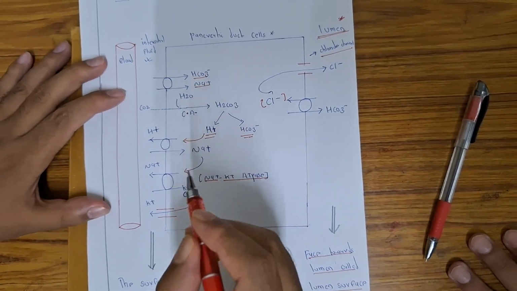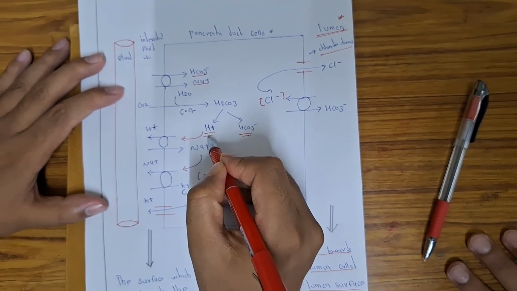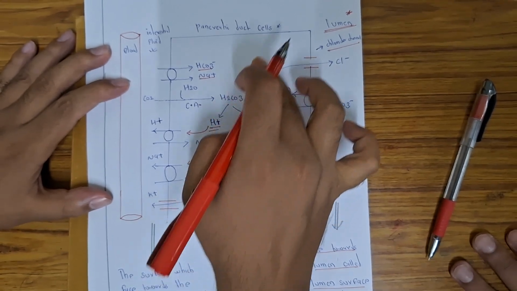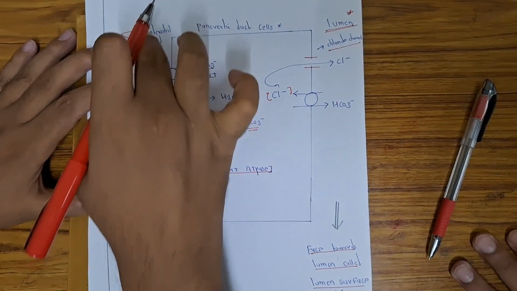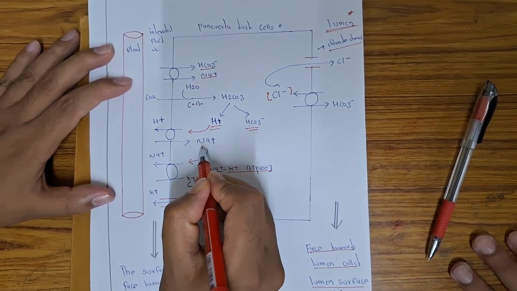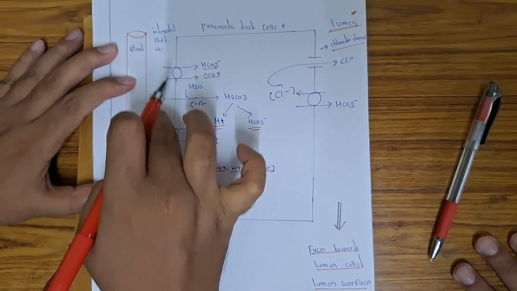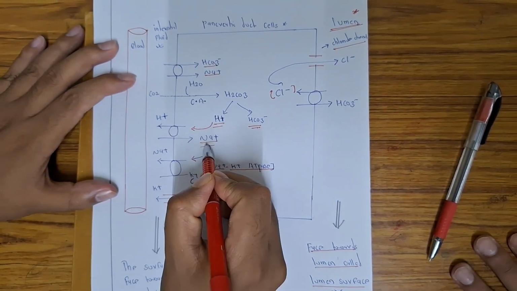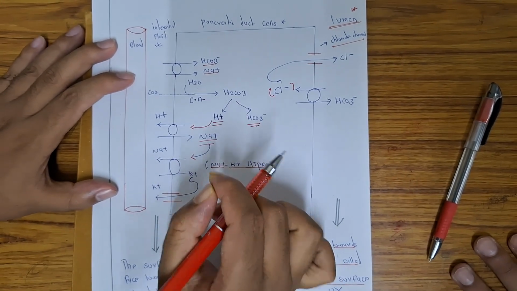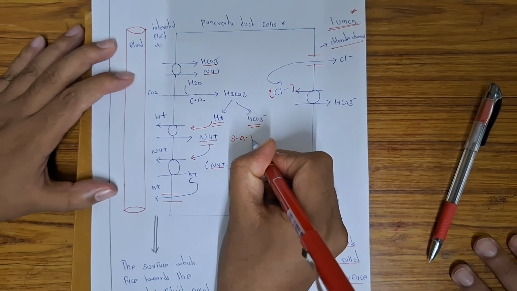And we can see that this carbonic acid breaks into H ions and bicarbonate ions, and these H ions from the pancreatic ductal cells enter into the interstitial fluid in exchange with sodium ions. This transport is called secondary active transport.